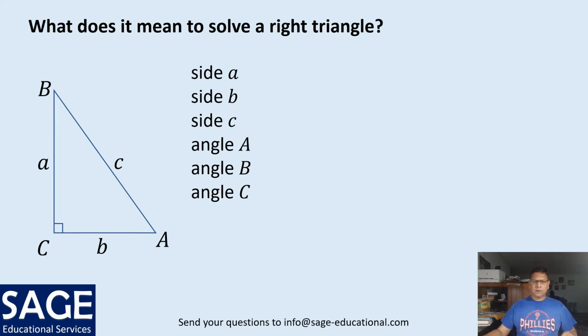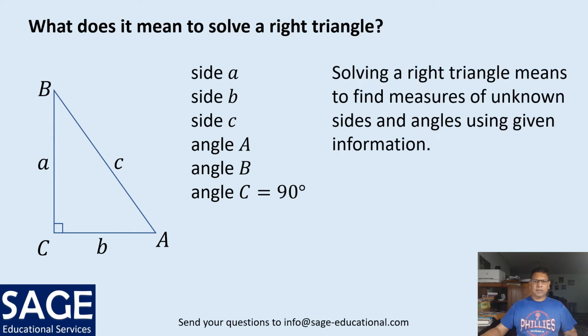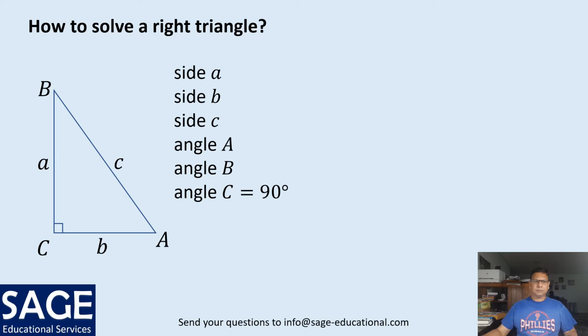To solve a right triangle means that we want to find the values of the unknown sides and angles from the information that's given. Since it's a right triangle, angle C will always be 90 degrees. So one of the angles in this triangle will always be 90 degrees. When we solve a right triangle, we are trying to find the measures of unknown sides and angles using given information.